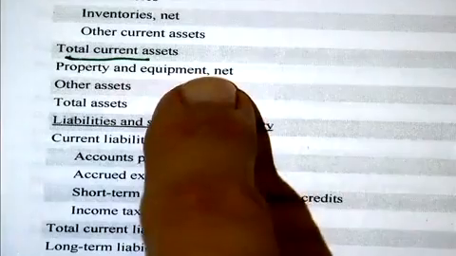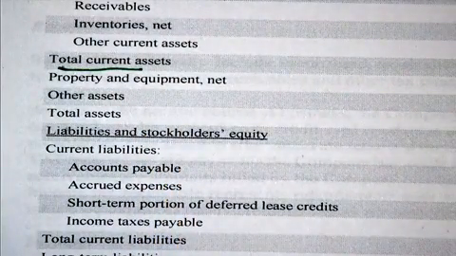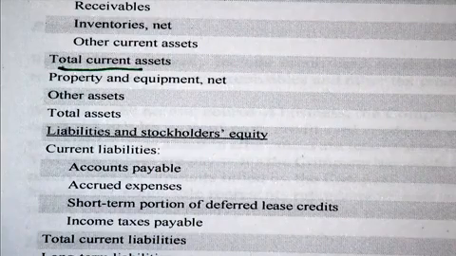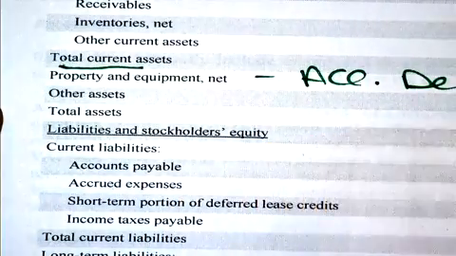Property, plant, and equipment, net. What is it net of? What is that saying it's net of? What does net mean? It's minus the accumulated depreciation.